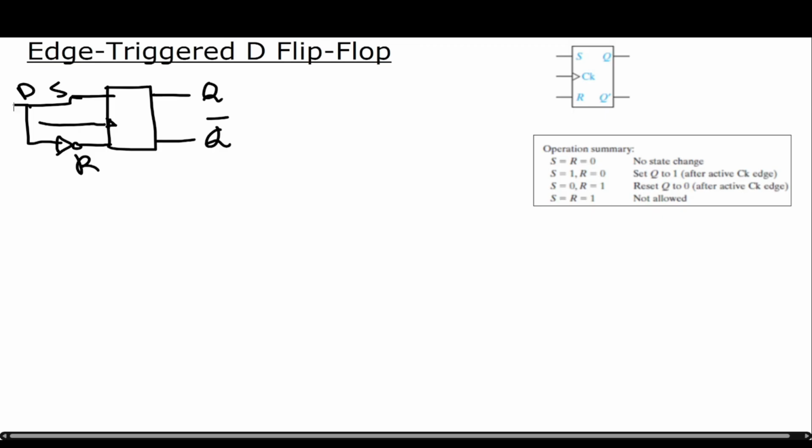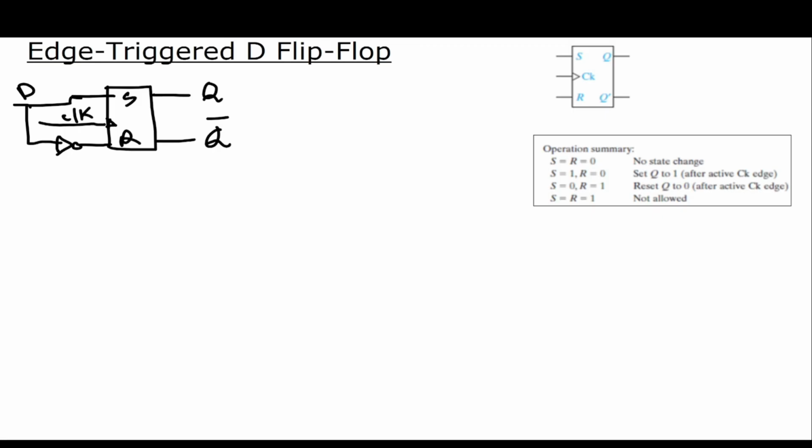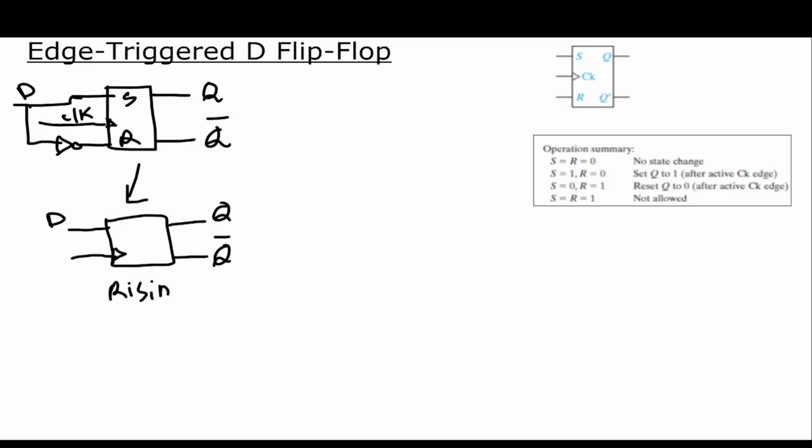Let me put S and R inside so we eliminate the confusion. This is S and this is R, and this is our clock. Now the symbol for the D flip-flop becomes as follows. So we can have the rising edge here. We have this block, we have D input, we have the clock, and for rising edge, we can just have a little triangle inside. And then we have the Q and a Q bar output. So this one is the rising edge D flip-flop symbol.